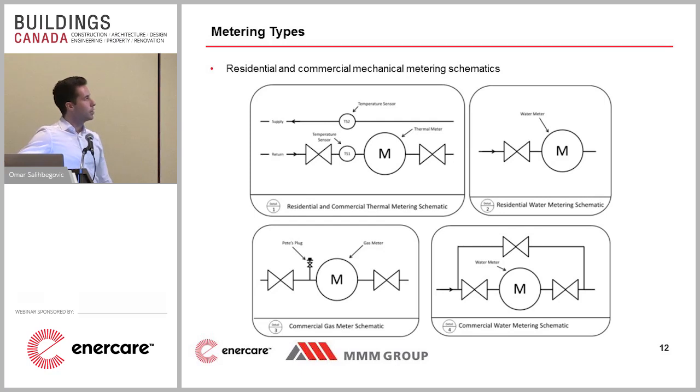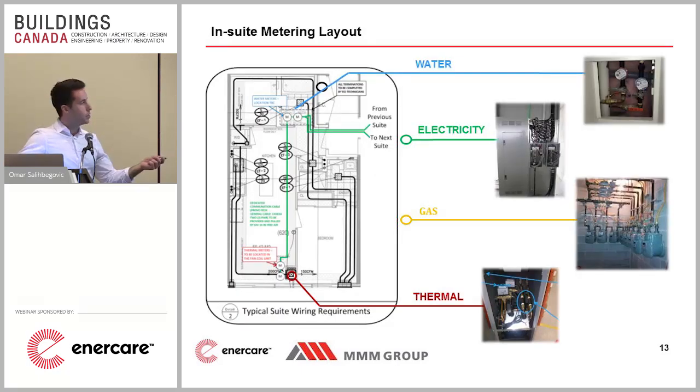Right here, you'll see a typical in-suite metering layout. I'm using a residential condo suite as an example here. Like I discussed, there are two water meters up here, one for cold and one for hot, in a common coat closet or a vanity. Those are in suite. Here are your electricity meters next to the suite distribution panel, which are in an electrical closet.